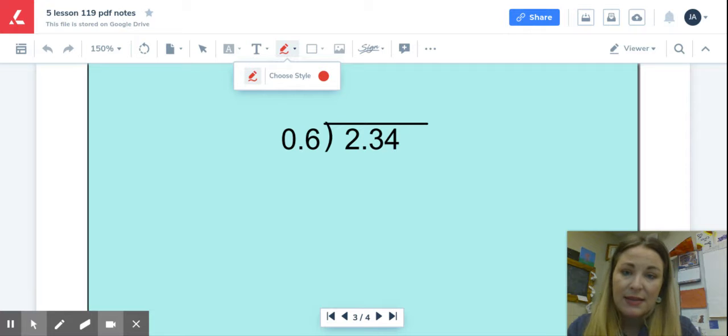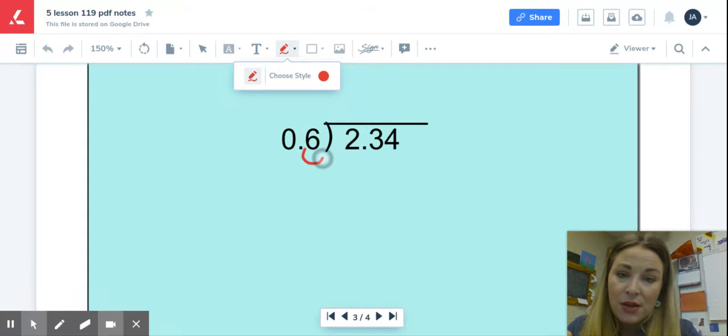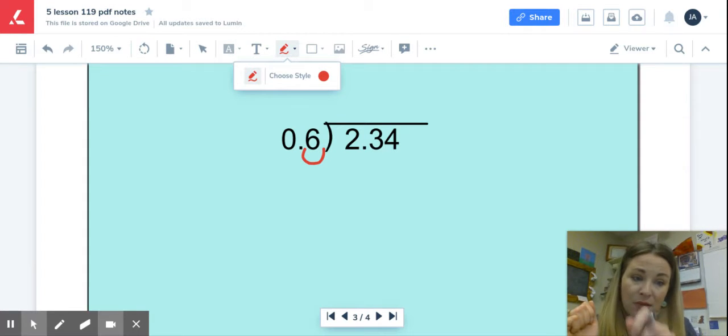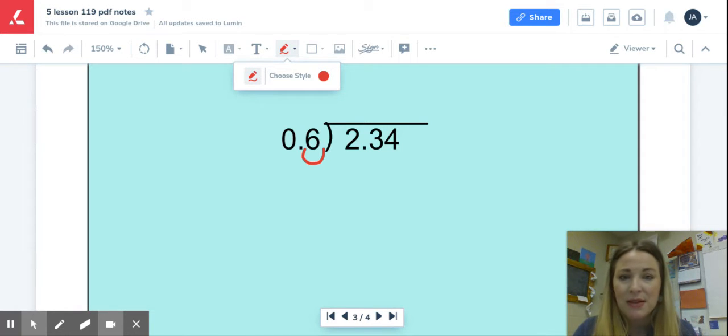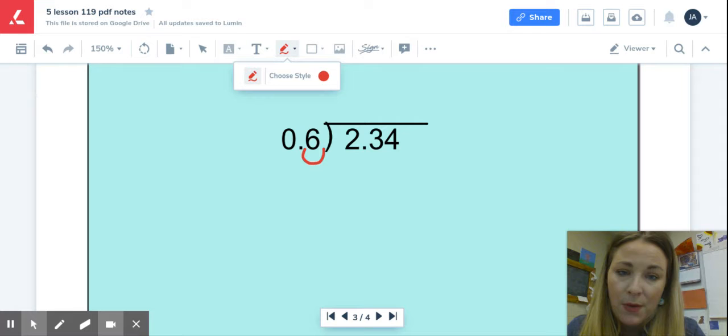In this case, our decimal needs to be moved one time, bumped one time, or shifted one time to the end. And whatever I do to my divisor, I must do to my dividend. So whatever I do to the outside, I must do to the inside of the box. If I move it one place, I will move my decimal one place on the inside. So here we go.